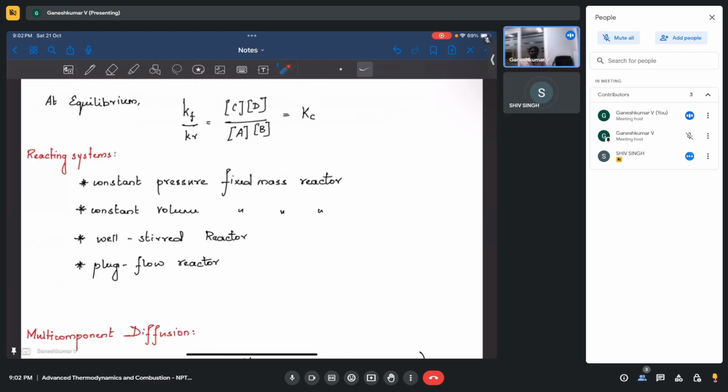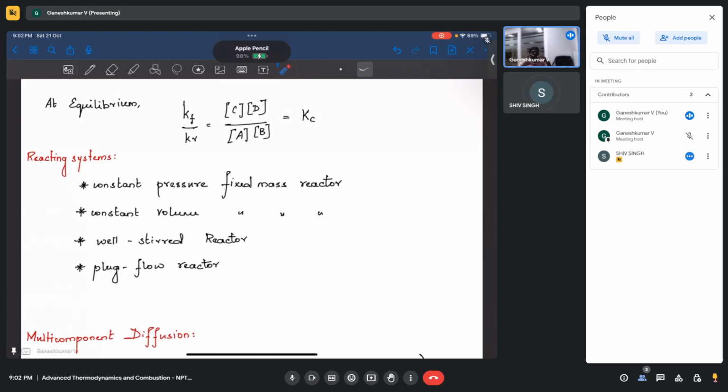So let's say you put in an initial temperature and pressure inside a reactor, and you allow it to combust. What is the time it is going to take to reach a higher temperature? That is what the ignition delay is, from start to end. So that ignition delay is also one of the properties of the combustion system.